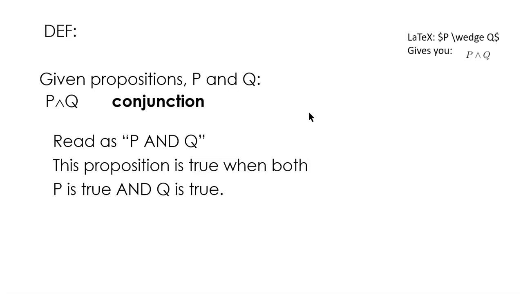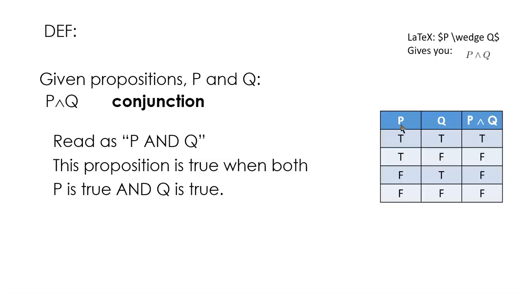Let's look at the truth table for this. Since we've got two things, there's two possibilities for the P and two possibilities for the Q. You've got true, true, false, false, true, false. So this is all four possibilities of truths and falseness with the P and the Q. So the statement P and Q is only true when both P and Q are true. Every other time it's false.